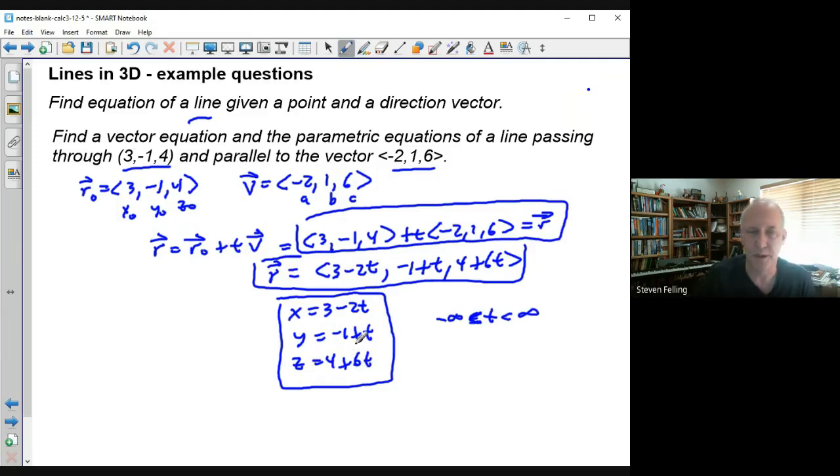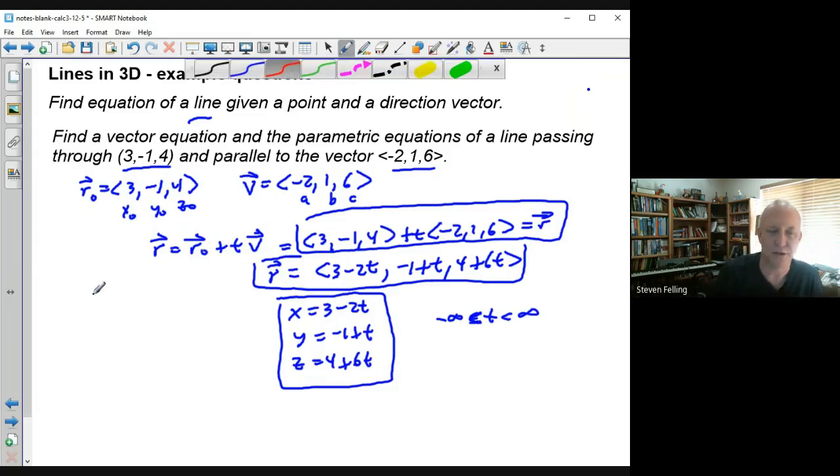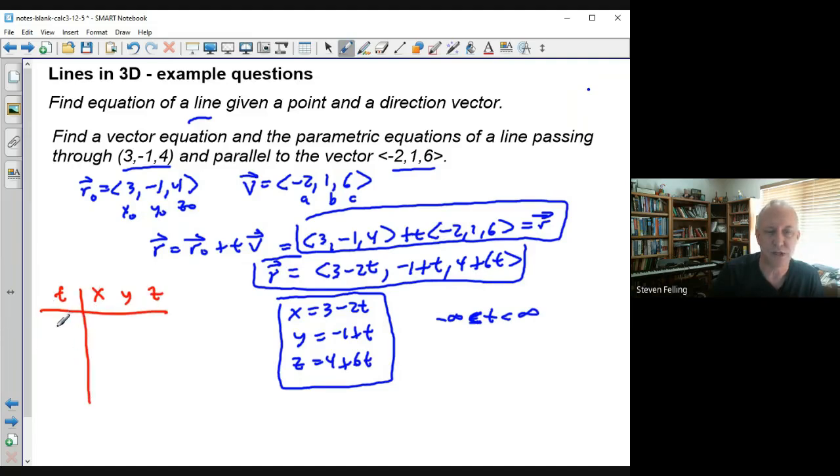So for example, this problem didn't ask for it, but let's say I wanted to find a few points that were on this line. So I could find different x, y, z values for given parameter values. So if I wanted to plug, for example, 0 in for the parameter t, then my x would be 3 minus 2 times 0, which would be 3, right? And my y would be negative 1 plus 0, which is negative 1. And my z would be 4 plus 6 times 0, which is 4, which happens to be the point that we were given, right? When the parameter is 0, we're right there.